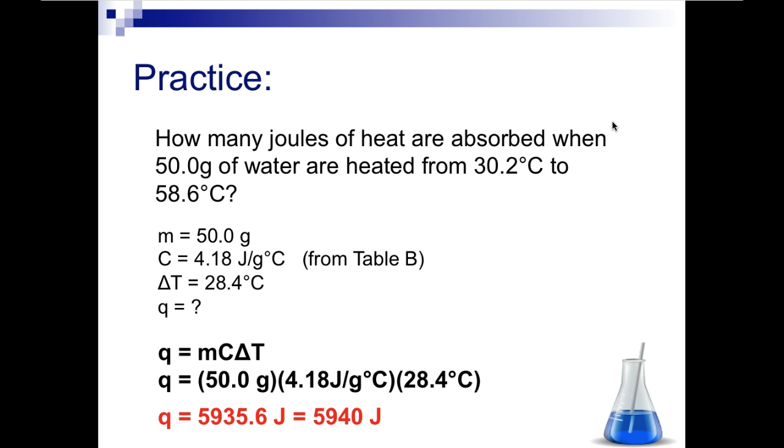Since in this problem we need to have three significant figures, our answer needs to have three significant figures. So remember, let's review. 5 is significant, 9 is significant, 3 is significant. So that means that the 5 rounds the 3 up to a 4, and the 5 becomes a 0. So that's why our final answer is 5,940 joules.